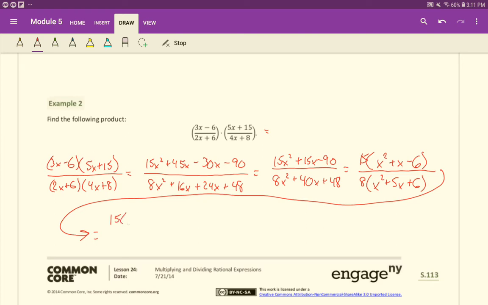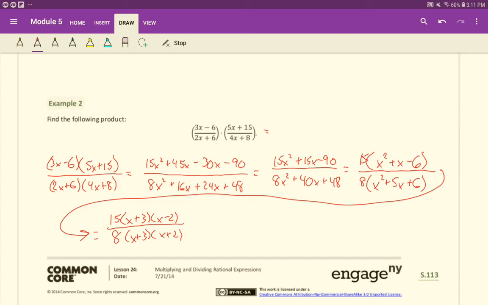Okay, so let's see here. We'll have 15, and we need two numbers that multiply to make negative 6 and add to make 1. That would be positive 3 and negative 2. And then in the denominator, again, the lead coefficient's 1, so we can just look for two numbers that multiply to 6 and add to make 5. That'll be positive 2 and positive 3.